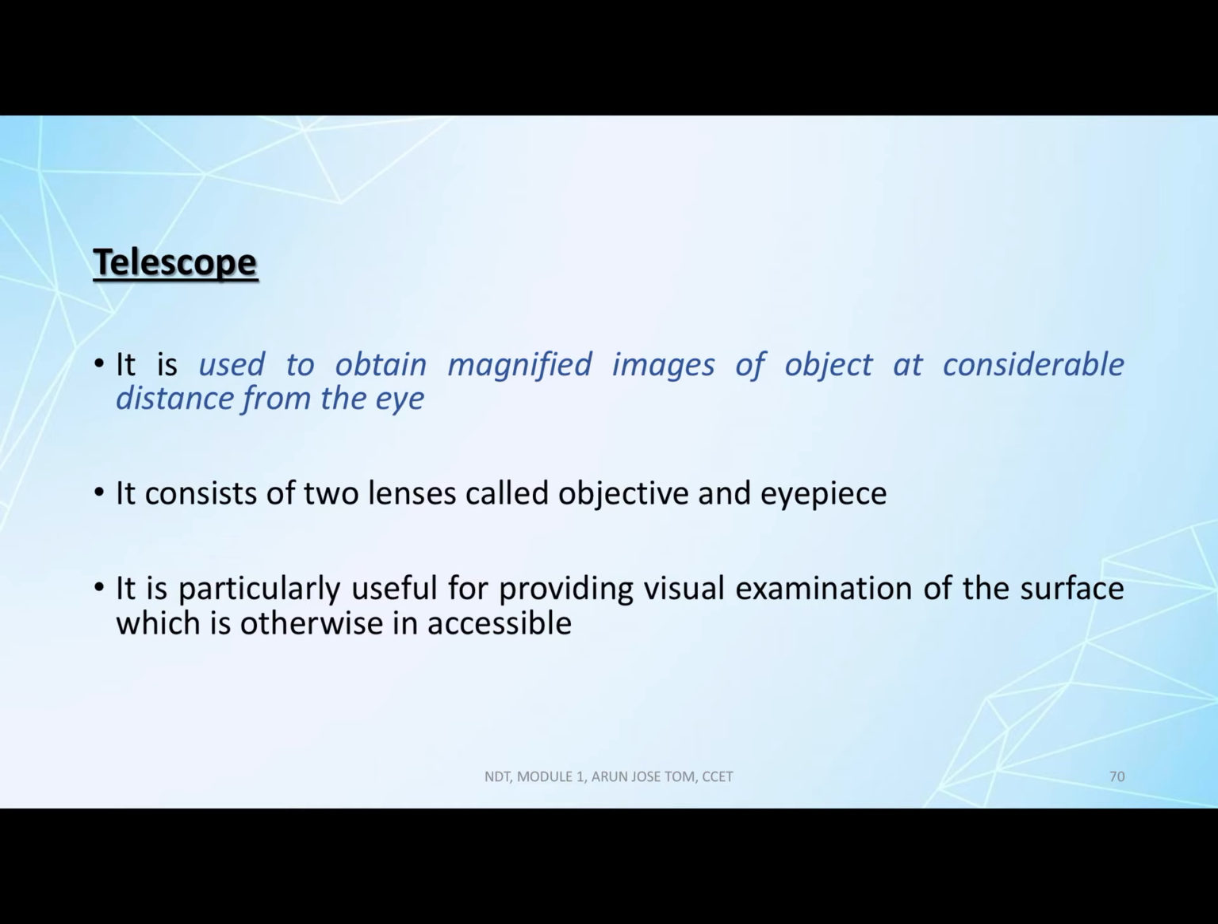It consists of two lenses called the objective and the eyepiece. It is particularly useful for providing visual examination of surfaces which are otherwise inaccessible. We use telescopes for observing above Earth. Okay. We also use telescopes for studying the other planets, like that.